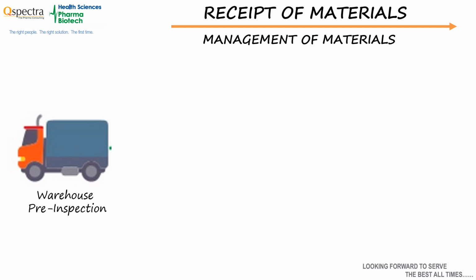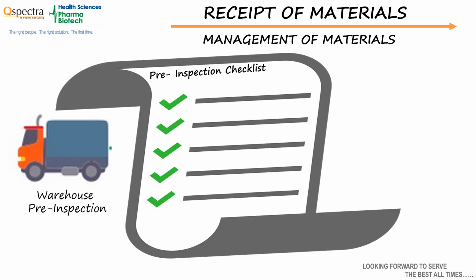Warehouse pre-inspection. A predetermined format pre-inspection checklist has to be followed during this inspection. This checklist covers: is the cleanliness of the vehicle found satisfactory, and any spillages observed in the vehicle. Check that the manufacturer's name and supplier's name match the approved vendor list. Number of containers or bags received matches the purchase order or delivery challan.